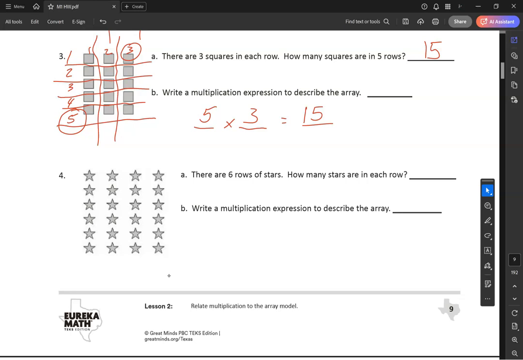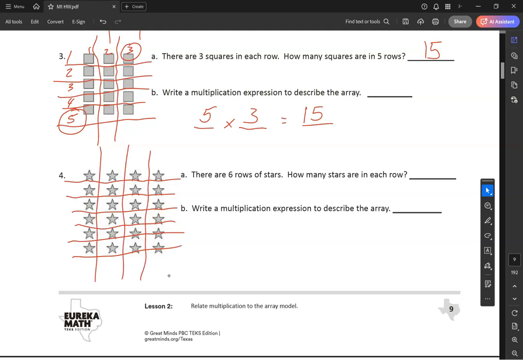Okay. Number 4. There are 6 rows of stars. How many stars are in each row? So I'm going to do my rows. There's 1, 2, 3, 4, 5, 6. And I'm just going to do my columns also. Okay, 6 rows of stars. How many in each row? So we have one row, two rows, 3, 4, 5, 6. I have 1, 2, 3, 4 in each row.